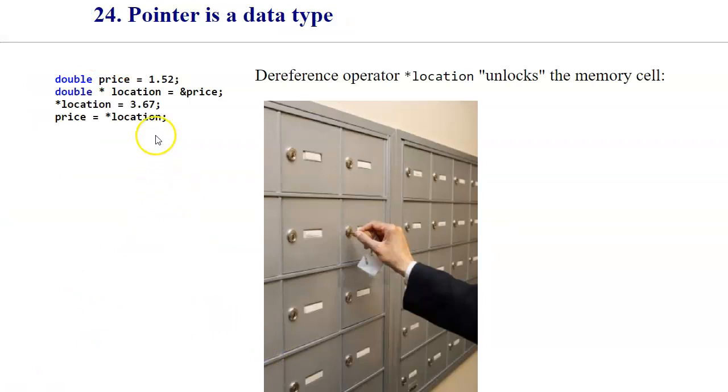Pointer itself is a data type, so this variable location, which is a pointer variable, has a type pointer to a double. So that's the type of this variable, and location itself is a variable. And dereference operator once again allows us to access this location, store new values there, and also be able to use dereference operator to extract the value from that location and give it to other variables. So dereference operator effectively unlocks the memory cell, provides you access to that memory cell.